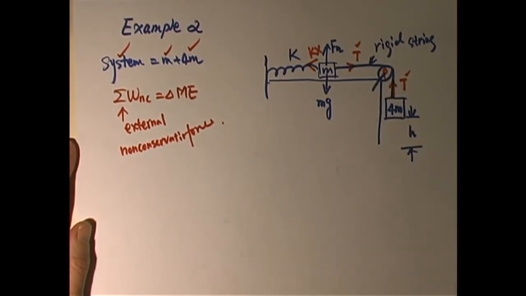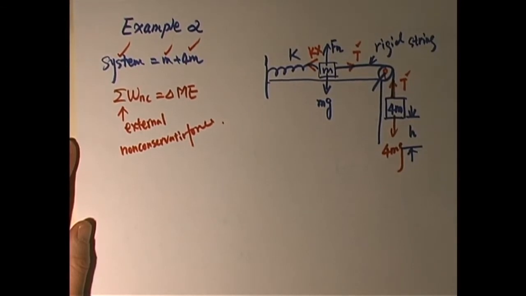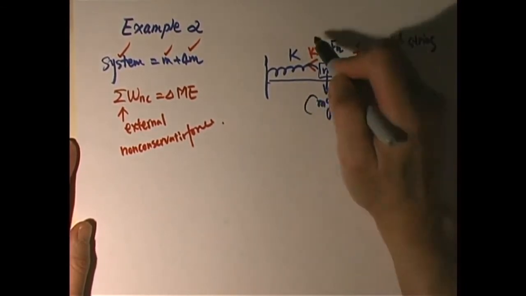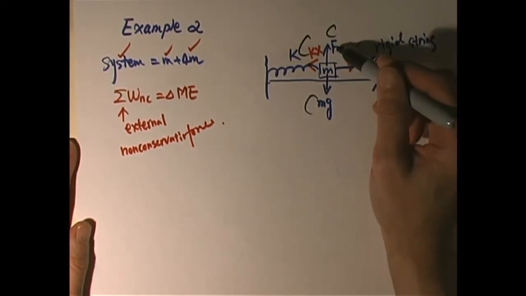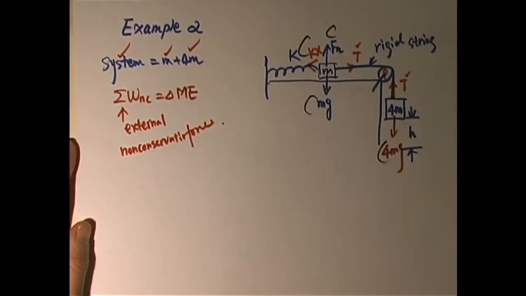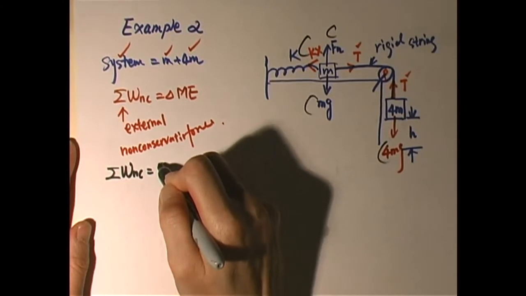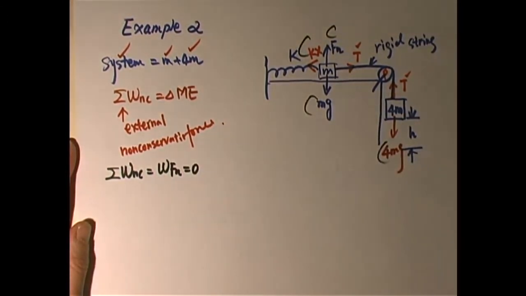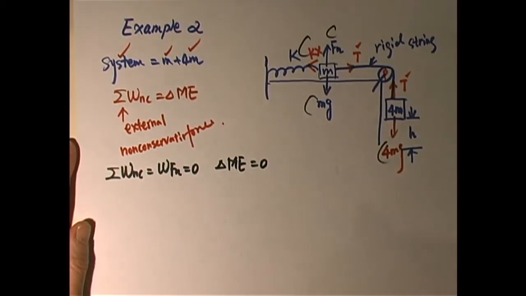So here is 4mg, this is the one, and we have 1, 2, 3, 4, 5, 6 forces. But if we count external, the external will be the 4mg, mg, the Fn, the kx, and this is a pair of internal forces. So look at all the external forces, and only Fn is non-conservative, and since our displacement is perpendicular to Fn, we conclude that sigma of Wnc equals the work done by the normal force equals 0, and our mechanical energy is conserved since our internal force is non-frictional.